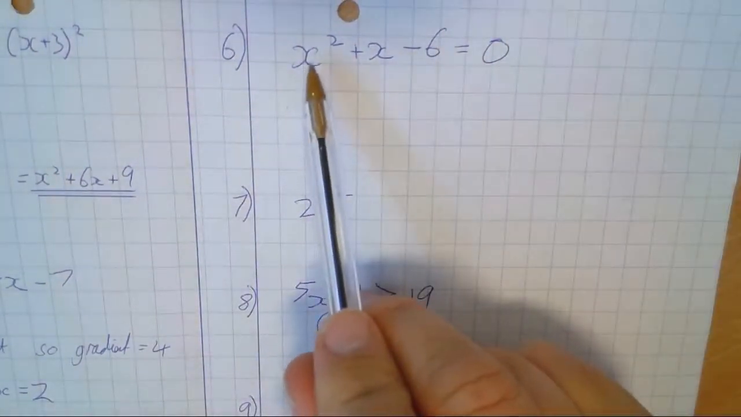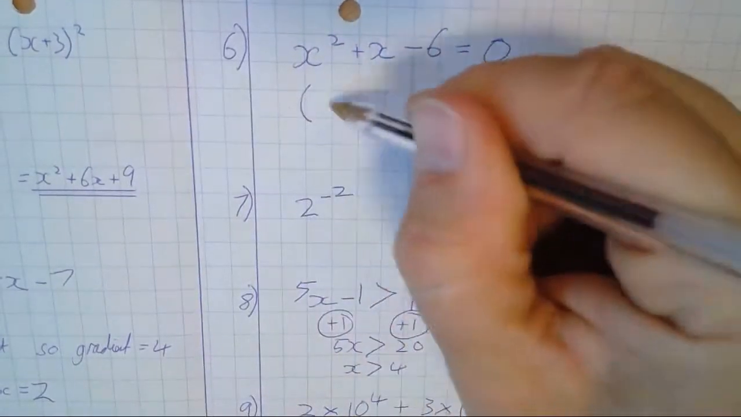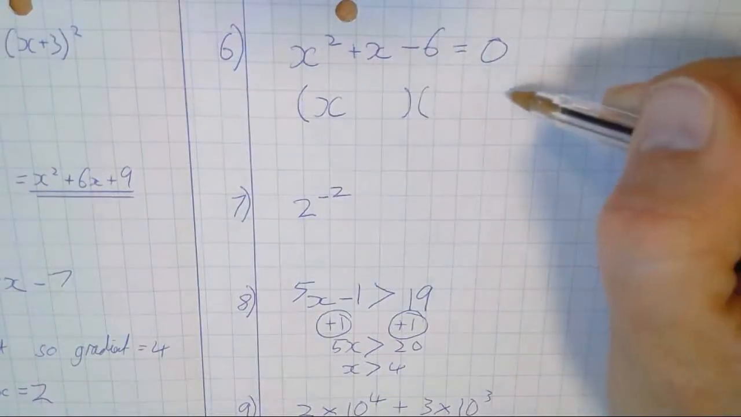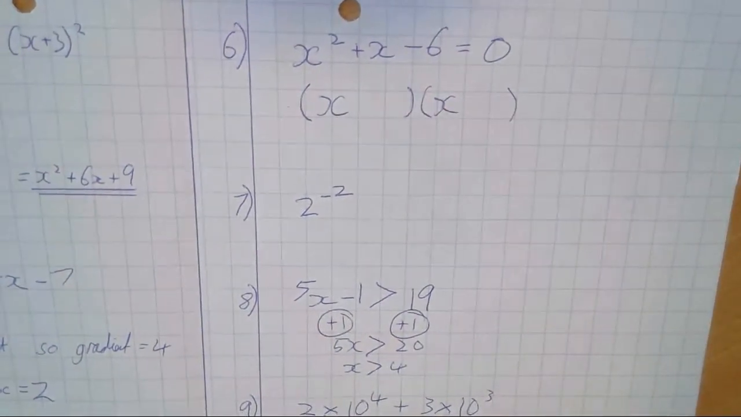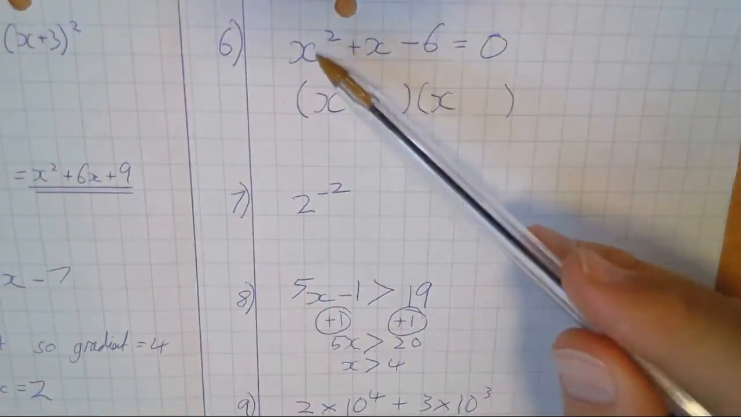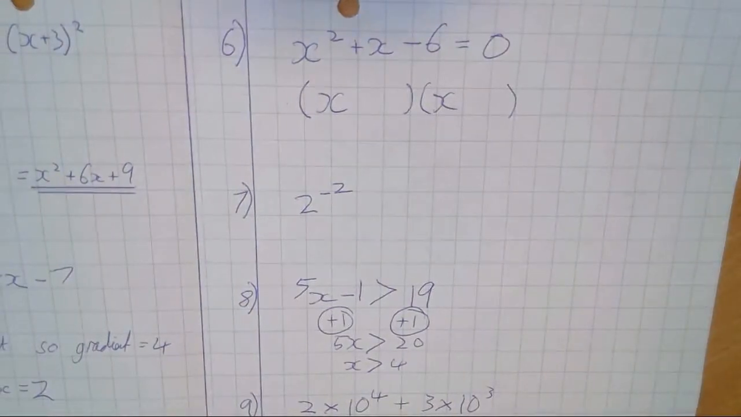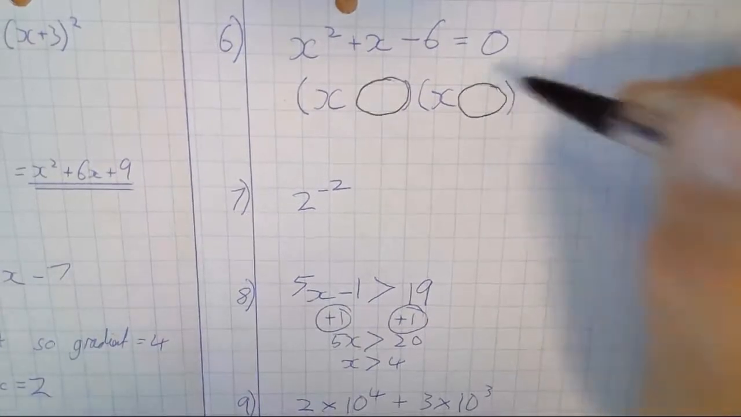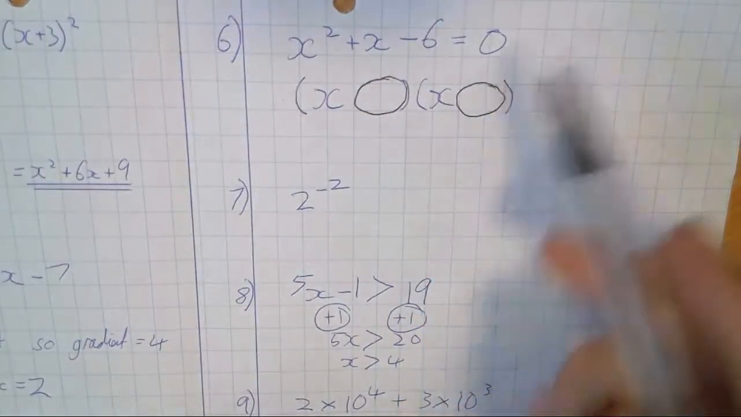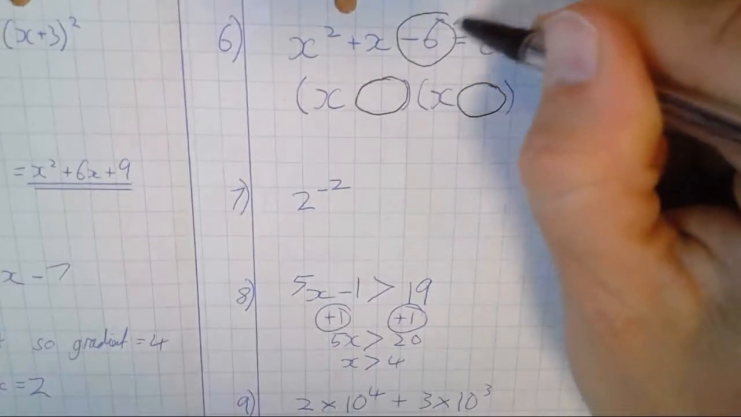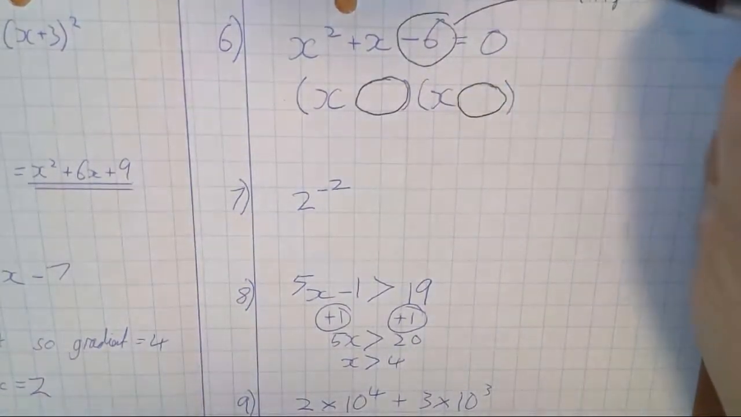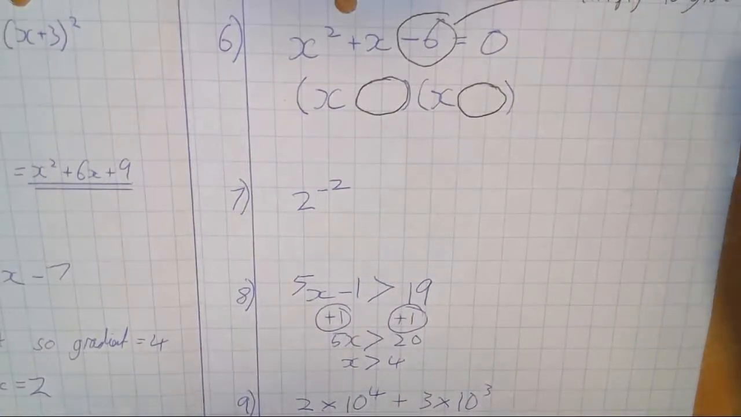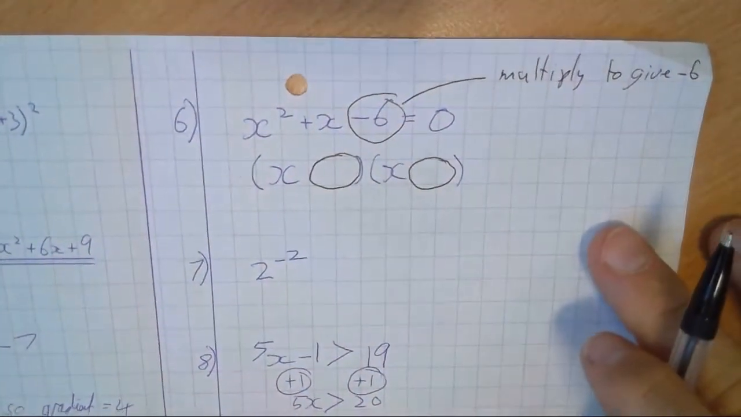If this is x squared, the only way I can produce this, well, that's not strictly true, but the way in which you're going to produce this is to have x and x again, because when I FOIL this out, x times x gives me x squared. Now, the main rule that you need to remember here is that the numbers that go in here and here, and I'm making that quite big so I can include a plus or a minus, those two numbers must multiply to give minus 6, or have a product of minus 6.